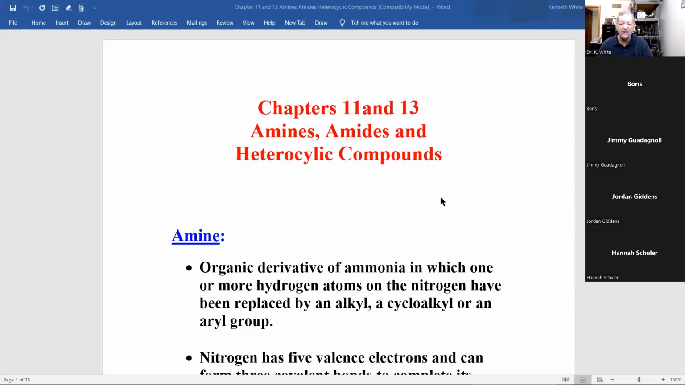It's new functional group time, new chapter. I better warn you, Dr. White's going to be very happy because this is one of the other areas I'm an expert in, world authority. And what's that new area? Let me move this out of the way. That's chapter 11, 13 mixed together. And that's amines, amides, and heterocyclic compounds.